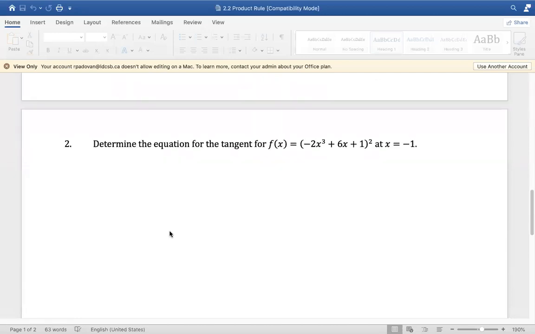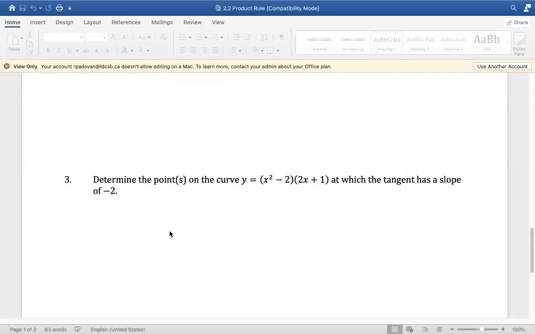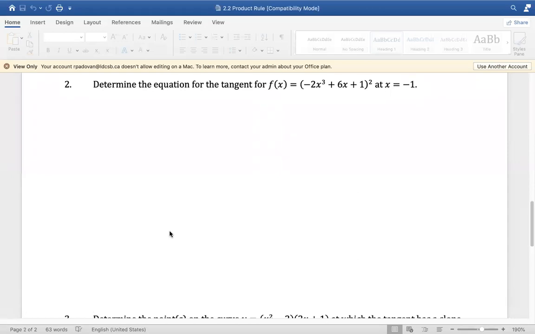Okay, let's try 2 more questions. Determine the equation of the tangent, which means the same thing as determine the equation of the tangent line, right? It's just that it's assumed you're talking about the line when we say the tangent. Determine the equation of the tangent line for this expression when x is equal to negative 1.